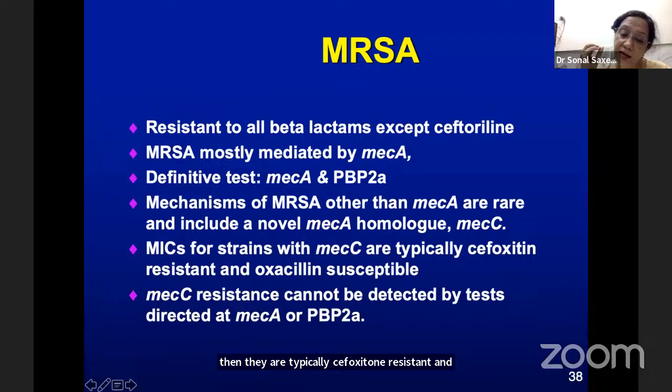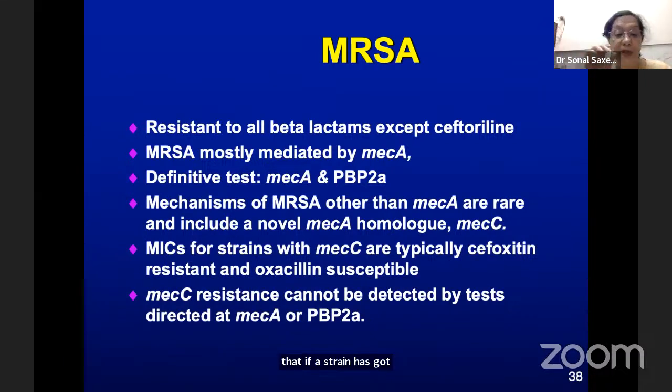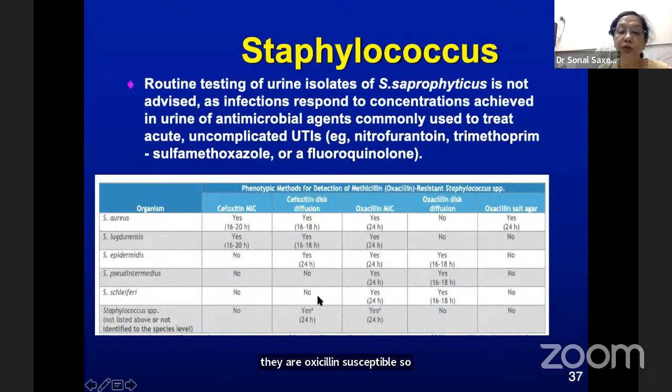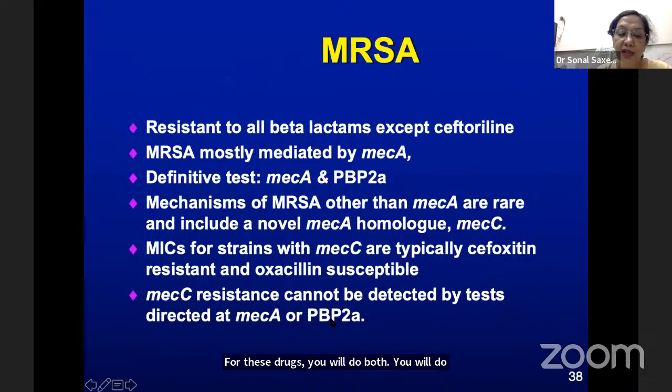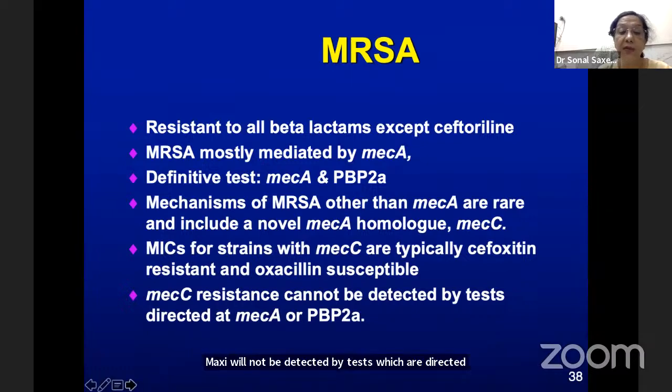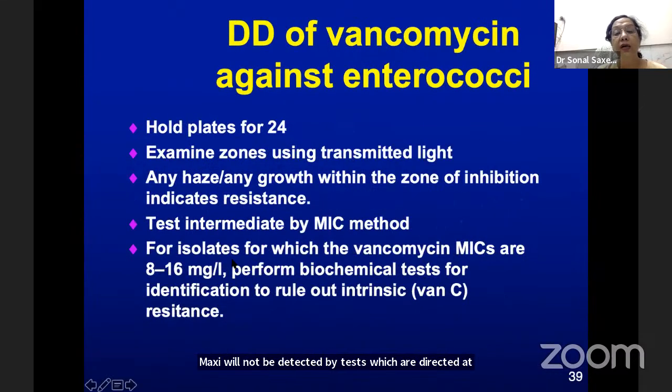Other than mecA, if you have a novel mecC, then they are typically cefoxitin resistant and oxacillin susceptible. Another viva question: if a strain has any resistance mechanism other than mecA, what will be detected? They are typically cefoxitin resistant, but they are oxacillin susceptible. So for these drugs, you will do both, cefoxitin as well as oxacillin, but they are very, very few. mecC will not be detected by tests which are directed at mecA or at the penicillin binding protein 2A.